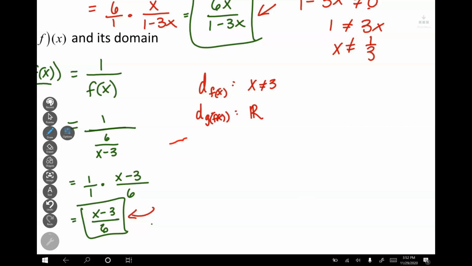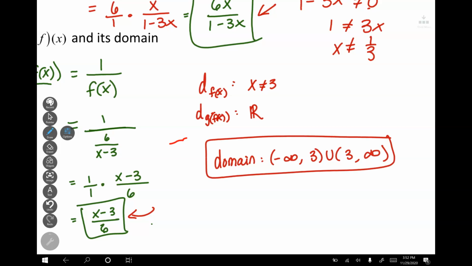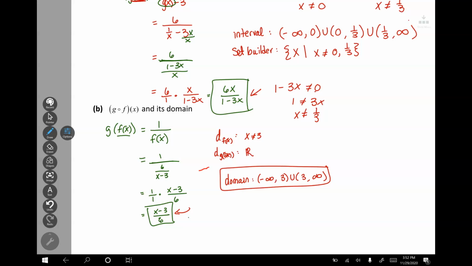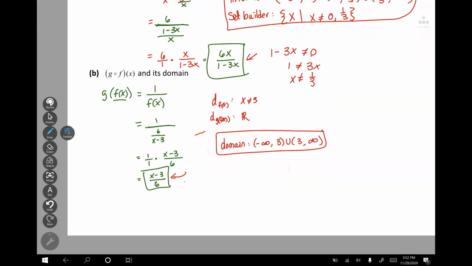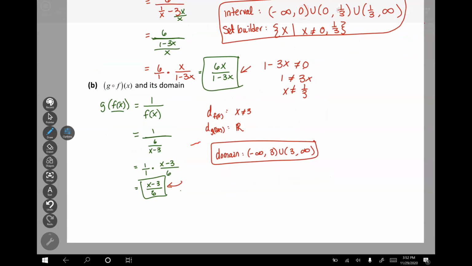So now putting those two together, all we have to worry about is the domain of f of x. So your domain is going to be x cannot equal 3, so that's negative infinity up to 3, 3 to infinity. Writing that in interval notation. Should probably box that up here as well. The domain. Writing it in either notation. All right, next page.